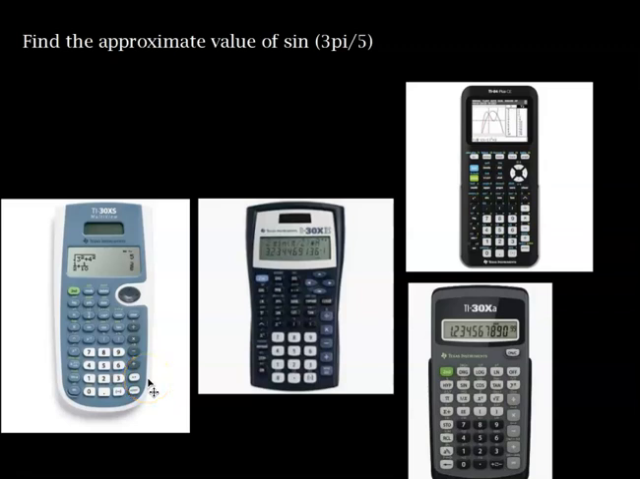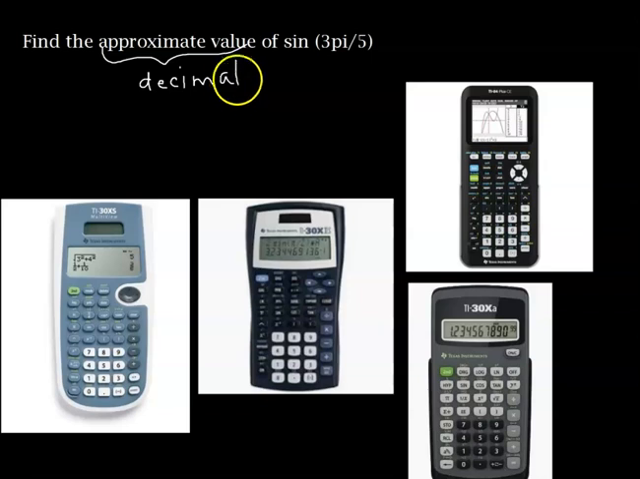Guys, so today we're going to go over how to find the approximate value of sine of 3 pi over 5. So a couple things. One, if it asks for the exact value, that is the value you see on the unit circle, in radical fraction form. It's the exact value. Approximate means we're rounding that value, so we've got a decimal value.